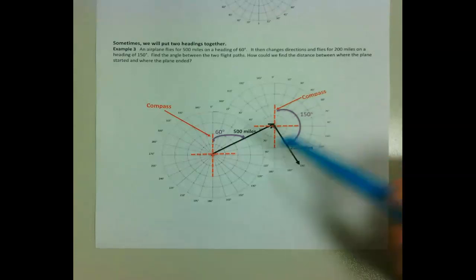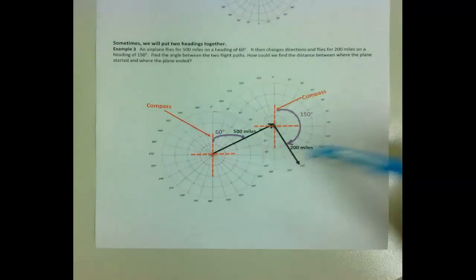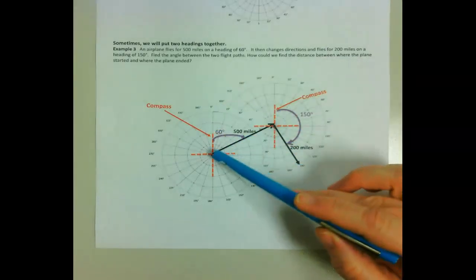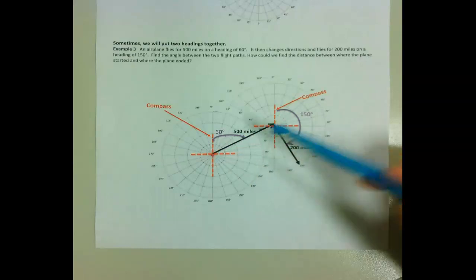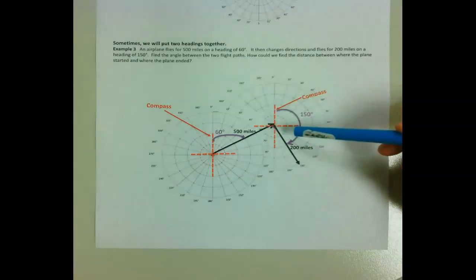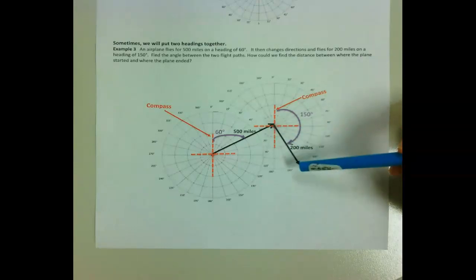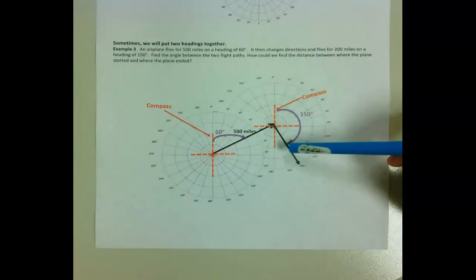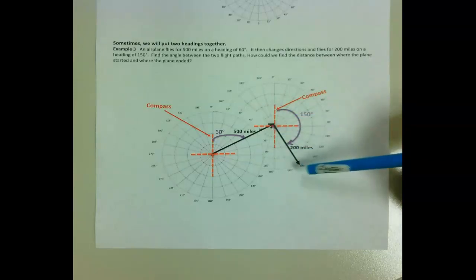So here's an example of that. This first one starts right here, and it is an airplane that is flying 500 miles on a heading of 60 degrees. So remember, air starts at the north, and it goes 60 degrees this way. So now the plane is flying along this path. Then it changes direction again, so a new change of direction means a new compass rose right here, and it flies for 200 miles, so that's this way, on a heading of 150 degrees. So the 150 degrees starts from the north and goes all the way down to here, and that's the new path of the plane.